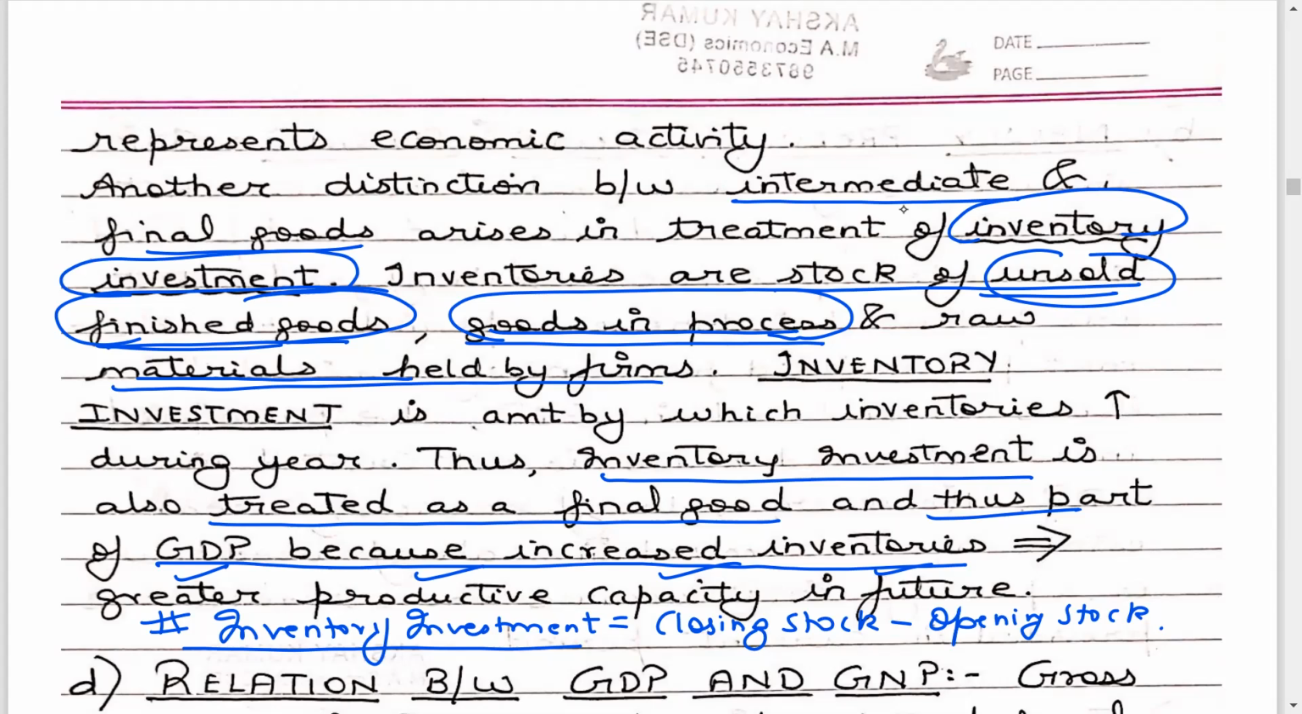That means time also matters. If you are using intermediate goods in the same period when they were produced to make final goods, they are not a part of GDP. But if the intermediate goods are produced in one year but used in the next year, then for the year when they are produced, they are a part of inventory investment and will be treated as final goods and included in the GDP.